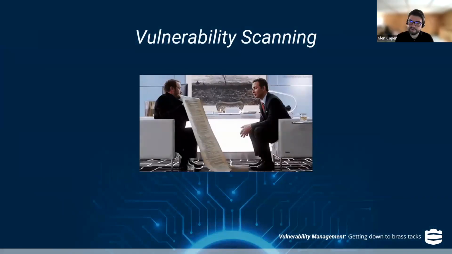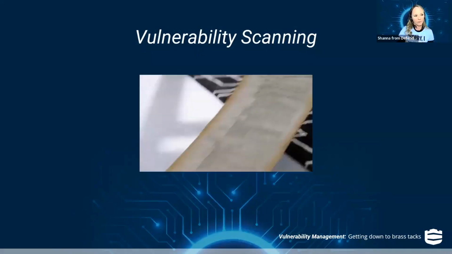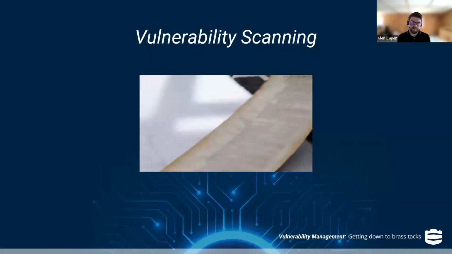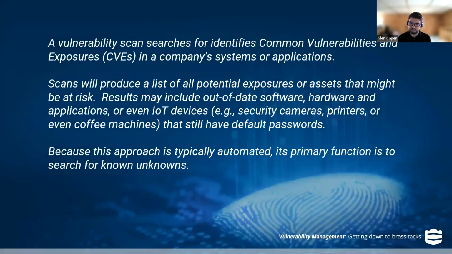All right, so let's start with vulnerability scanning. So what is vulnerability scanning? Basically, a vulnerability scan is going to search and identify any common vulnerabilities and exposures, or CVEs, within a company's network, systems, workstation servers, applications. The outcome is to find any out-of-date software, hardware, and applications, IoT devices, so security cameras, printers, even coffee machines, that still have default passwords, or, again, anything that's out of date.